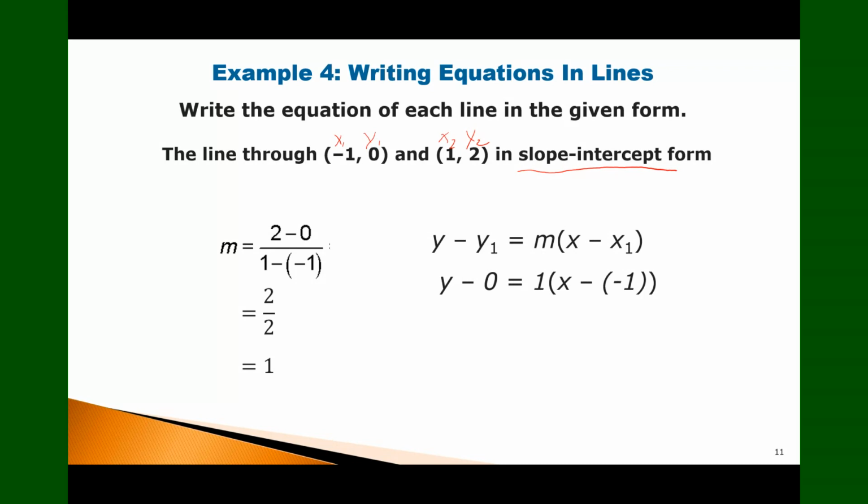Okay, so when you plug in the 0 for y1 and you plug in the negative 1 for the x sub 1, your equation looks something like this. When I simplify, the left side is already solved for 0, and the right side, I can get rid of the 1, or you can leave it. It doesn't matter. And so x plus 1 is how that simplifies, and that's my answer.